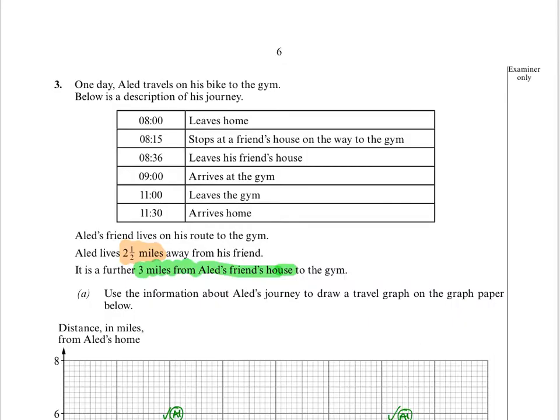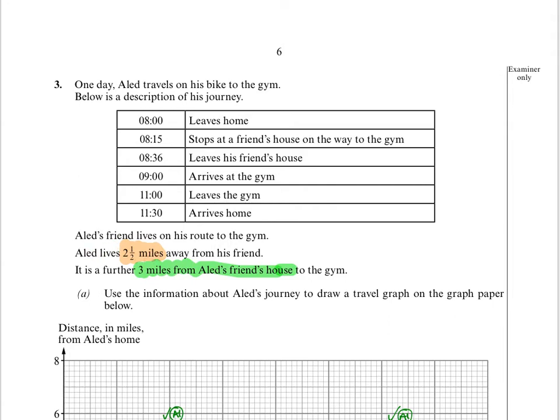So we're given like a time sheet of what this guy Aled does on his way to the gym. So 8 o'clock he leaves home, 8:15 he stops at a friend's house, getting prepped, getting pumped up for the gym, can't wait. 8:36 he leaves his friend's house, so he stays there for a full 21 minutes, doing something. Then he arrives at the gym at 9 o'clock, leaves the gym at 11, and then he arrives home, okay?